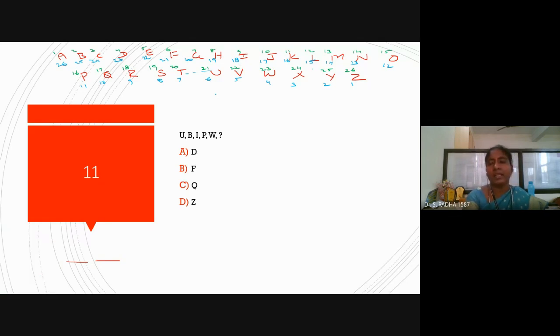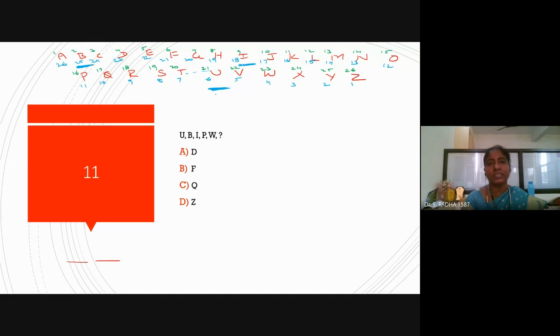The same writing I have copied here, but if you are doing it on paper, use a pencil to underline and do the analysis. You can erase later. U, B, I. Okay, U is here, then I have B here, then I here. After Z, again rotation, A, B, C, D. After I, it is P.